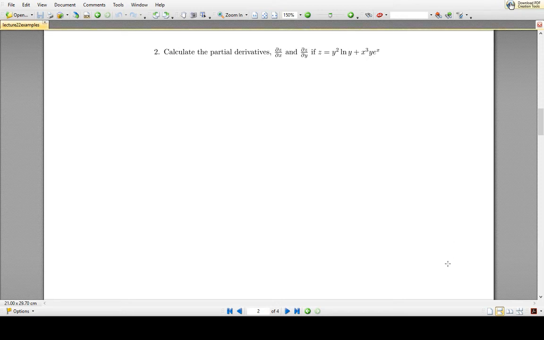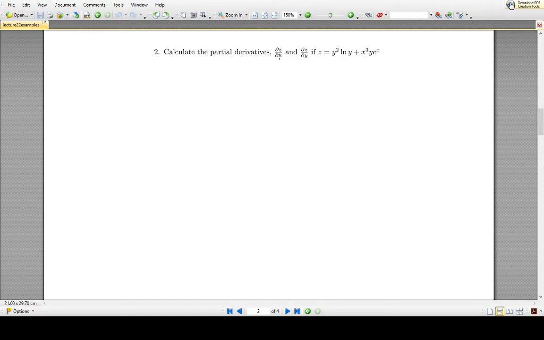In this question, they're asking us to find the partial derivatives of a function z with respect to x and with respect to y, and the function z is given as y squared ln y plus x cubed y e to the x.